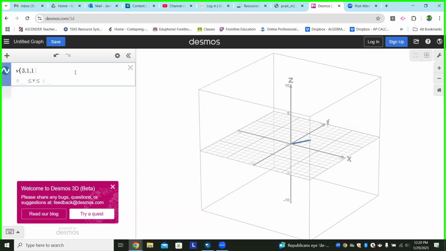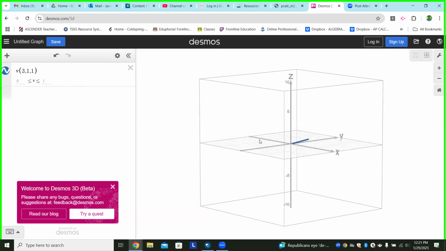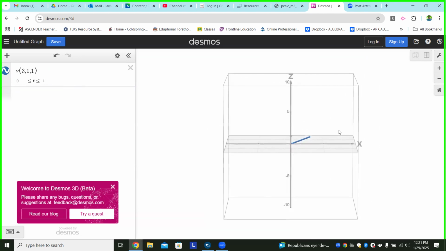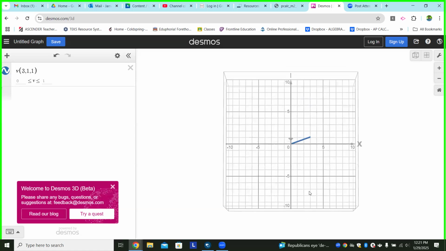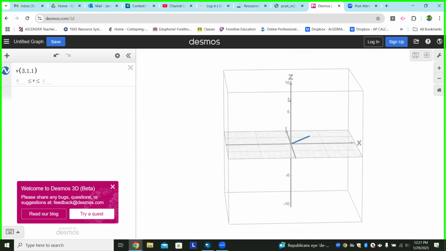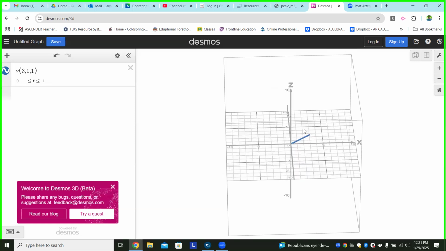So notice here when I graph 3, 1, 1, it is now not quite on the XY coordinate. It goes left, it goes right, and then it goes up that 1 dimension. So that last number is going to represent how far it goes in that third dimension. I think that's probably the best way. It almost looks like a sundial, right?